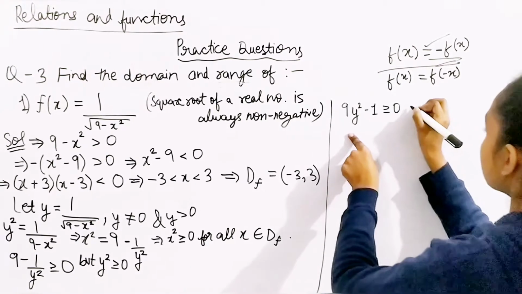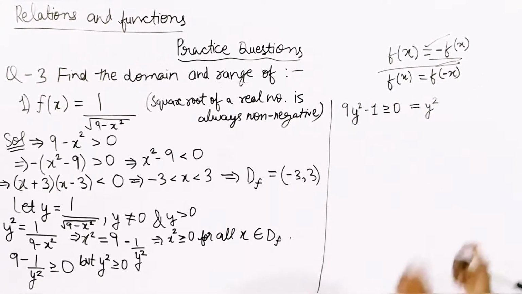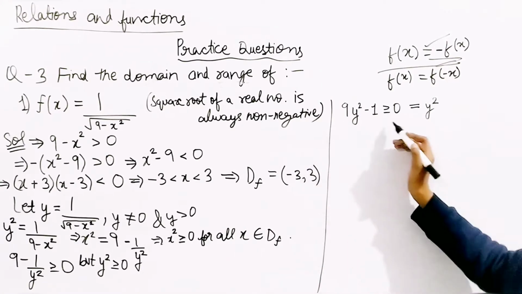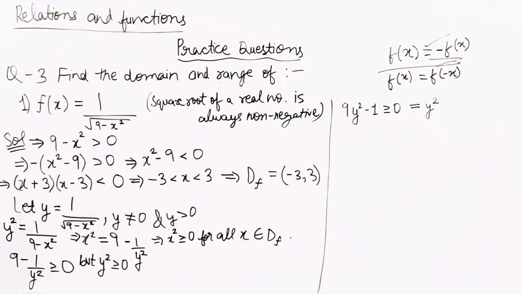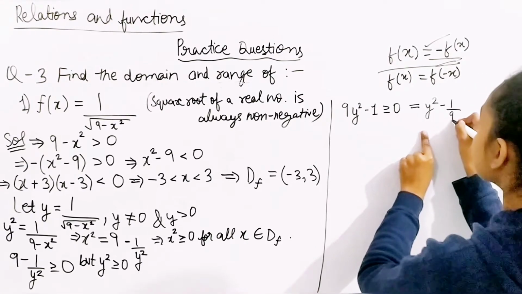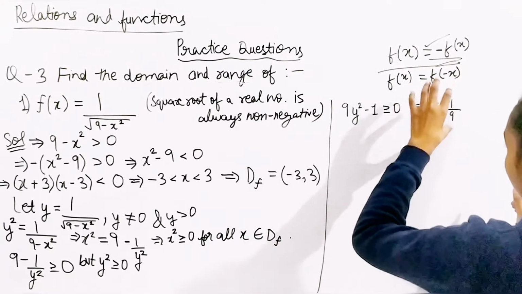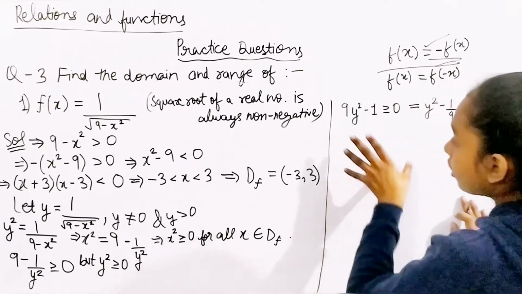So what is going to be the value of y squared? By just looking at this, can we just guess what is going to be the value? It's going to be really easy. I'm just going to shift their places. So y squared minus 1 upon 9. That's it. Nothing else.